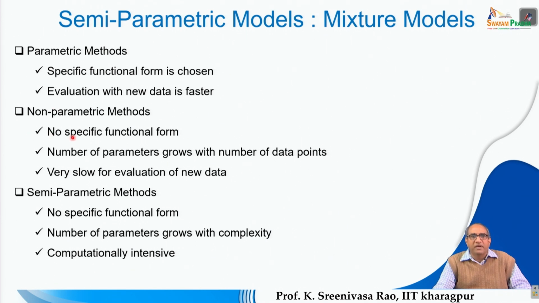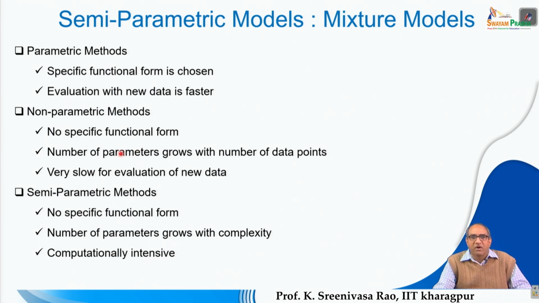In case of non-parametric methods, there is no specific functional form, and the number of parameters grows with the number of data points, because at each data point we try to estimate the density. All these densities with respect to each data point are summed up, or you can say linearly combined. We perform the superposition of all those densities, and that gives you the overall density of the data.